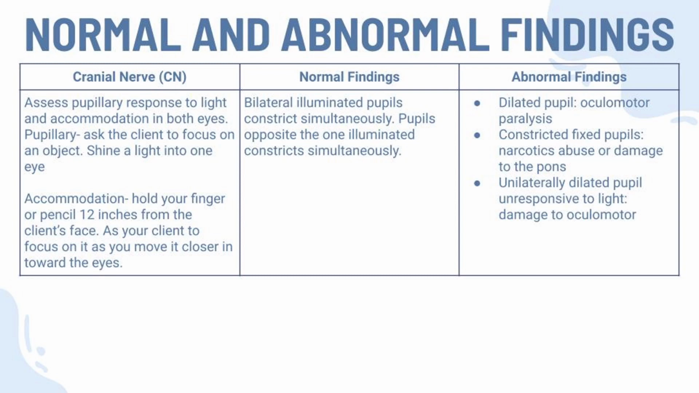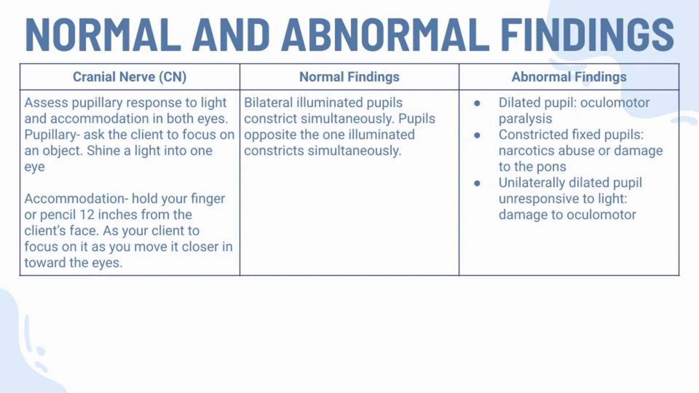Next is to assess pupillary response to light and accommodation in both eyes. For pupillary response, ask the client to focus on an object and shine a light into one eye. For accommodation, hold your finger or pencil 12 inches from the client's face. Ask your client to focus on it as you move it closer in towards the eyes.